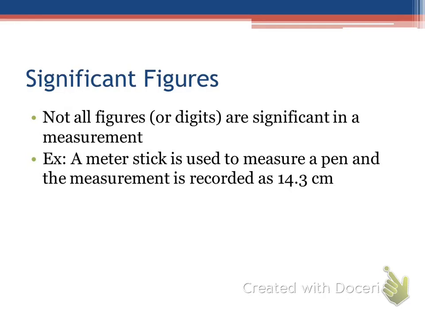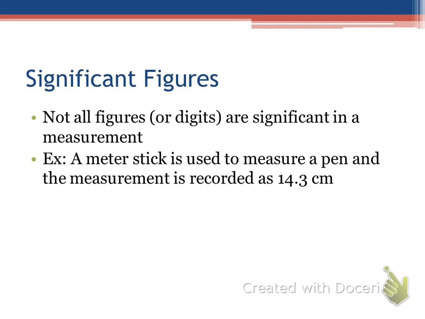Yeah, that's right. We read what it's given, and then we estimate one more digit. In this example, the meter stick is used to measure a pin, and the measurement is 14.3 centimeters. That means for sure they knew it was between what and what in terms of whole centimeters? Yeah, they knew it was somewhere between 14 and 15. Those are for sure. And then that 0.3, that's the estimated digit.